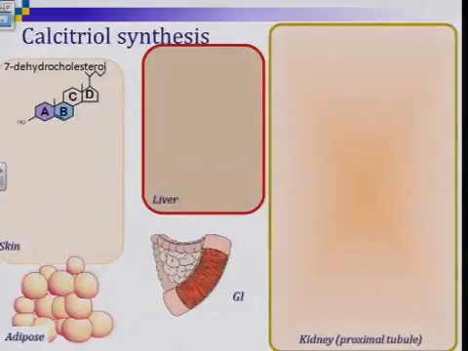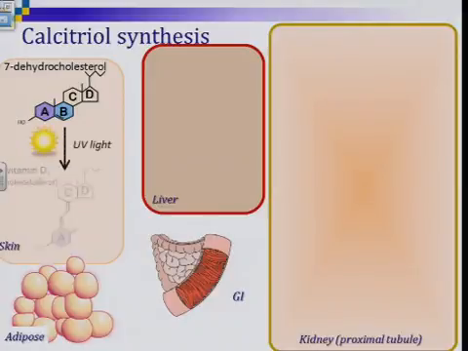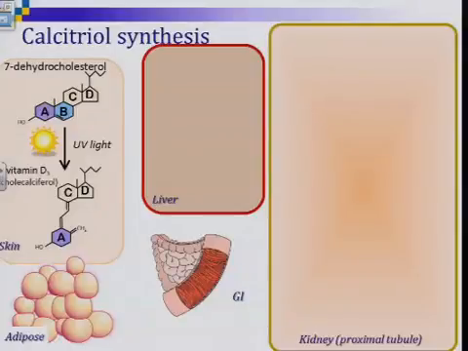So calcitriol synthesis starts in the skin with 7-dehydrocholesterol, which upon exposure to sunlight forms cholecalciferol or vitamin D3. Okay, this is inactive, but this is the precursor. Okay, this is why you need to go outside and play and get exposed to the sun to prevent calcium issues.